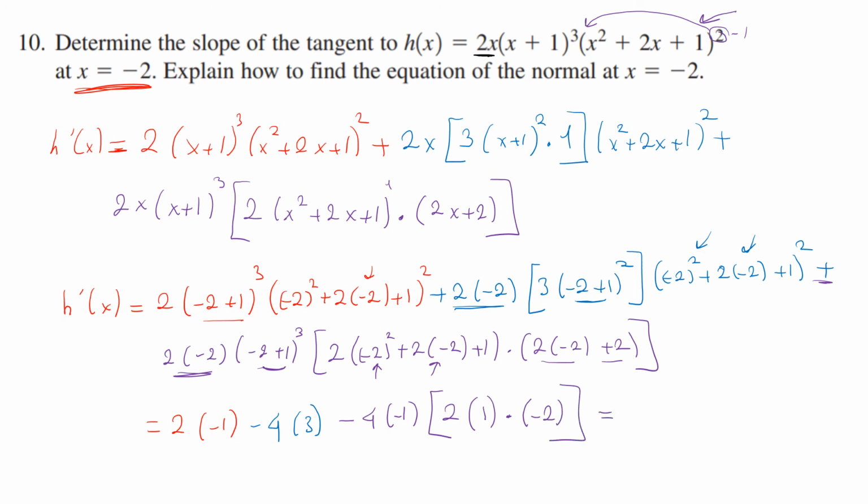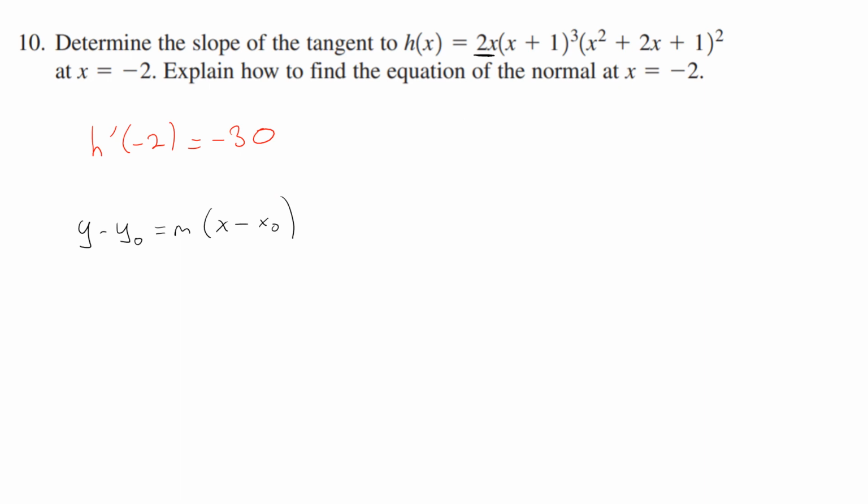Now if you solve this, what you're going to get is -2, -12, and a plus 4, and inside I'm just going to write it as -4, so that gives you -14, -16, and your answer is just going to be -30.